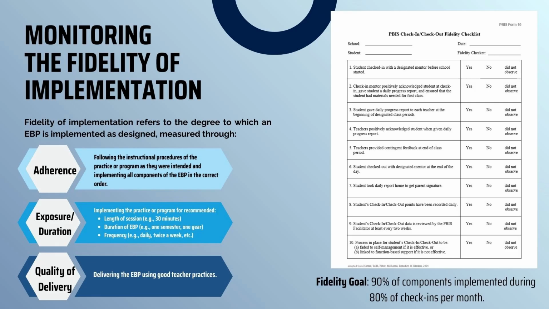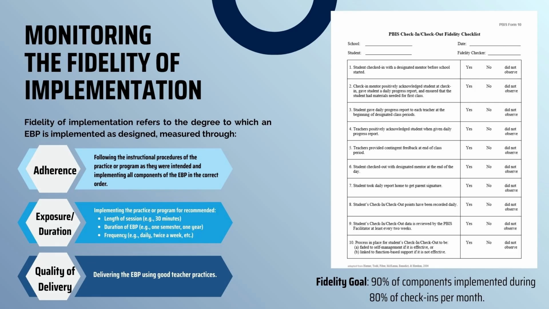And the overall quality of delivery. You want to do it using good teacher practices, which means showing enthusiasm, making time for the student, and showing up on time. What you see here on the right is how we monitor the fidelity. There are 10 different steps that we look for in the check-in, check-out process. Ideally we want to be at 100%, but the overall goal is 90% of components implemented during 80% of our check-ins throughout the month.